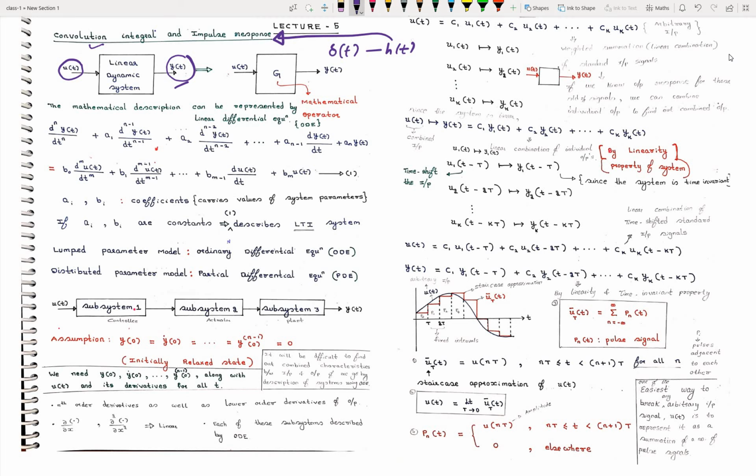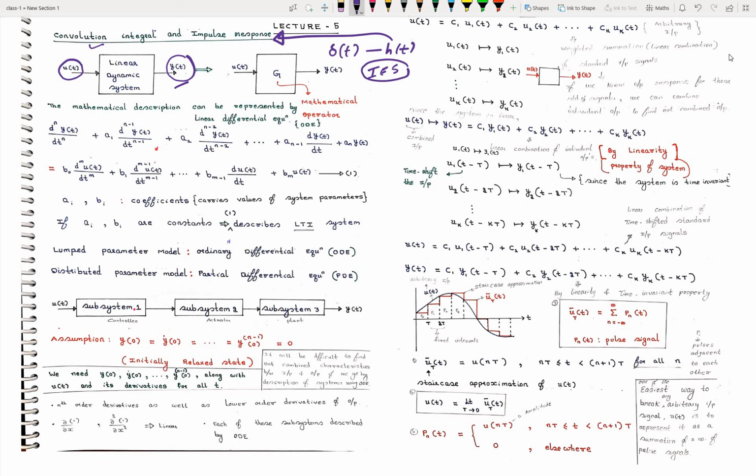So in this video, we are going into a detailed derivation of the convolution integral and impulse response. These things will be helpful for someone who is preparing for semester exams. Okay, also for those who are preparing for IES, this derivation will be helpful.